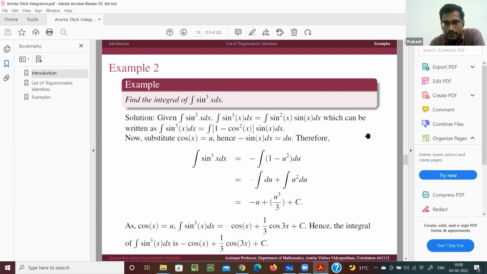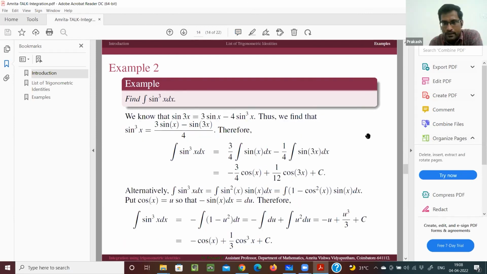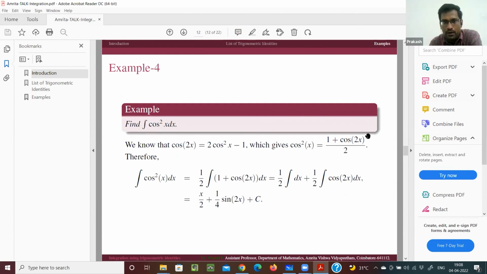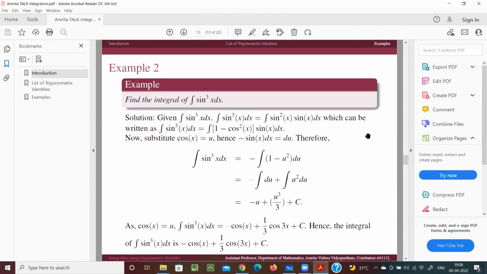Yes, tell me. Sir, in example 2, I have one doubt. I think the previous slide, sir. Example 2, sir, in the substituting method. Sir, in the third line, you put equal to minus u plus u cube divided by 3 plus c.